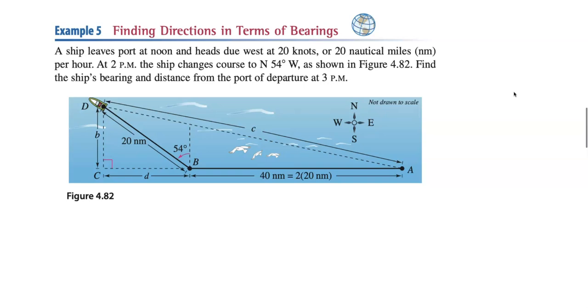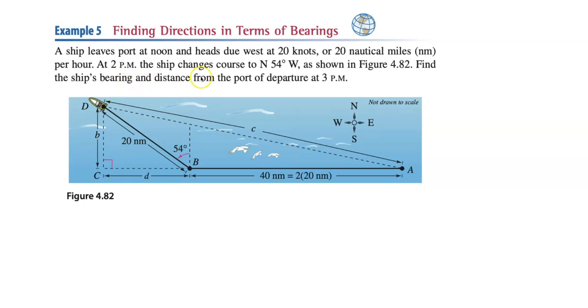Let's find directions in terms of bearing. A ship leaves its port at noon going due west. So that's right here. So here's our port, and we're going due west at 20 knots, or 20 nautical miles per hour. At 2 p.m., so it's been 2 hours because it left at noon, the ship changes course and goes north 54 degrees west. So notice how it says 40 nautical miles because it went for 2 hours this way. And then from here, they changed the bearing to go north, but then 54 degrees west, right? Because you always go from north or south. So we're going north, 54 degrees west. And it goes that way for another hour, it looks like.